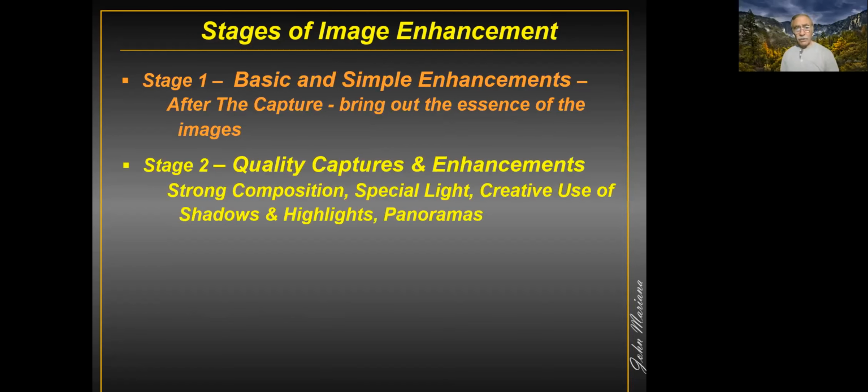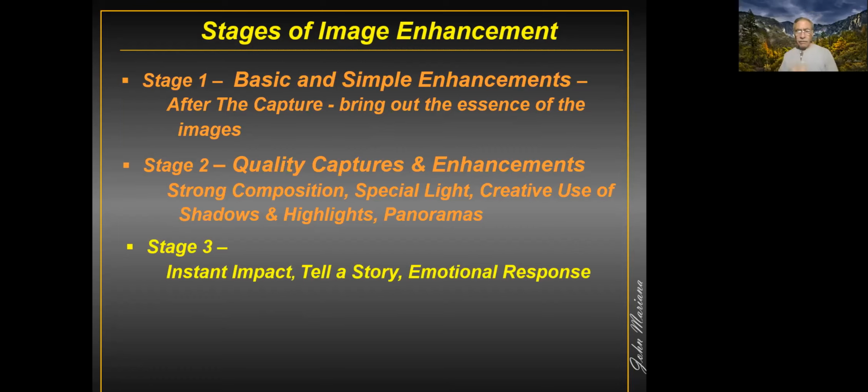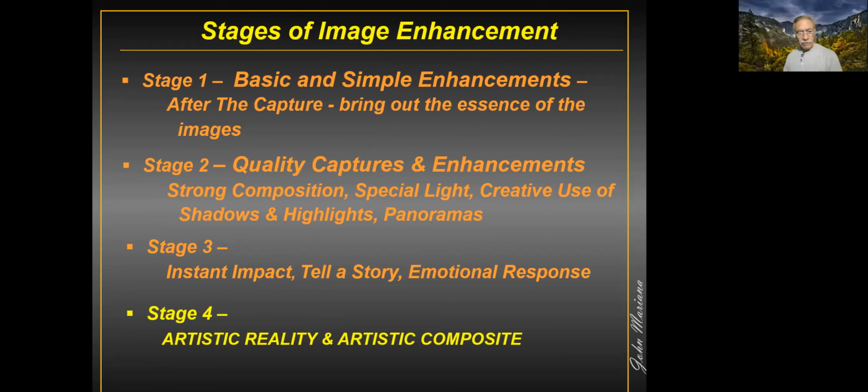Stage 3, I say that we start to get really involved in how does an image have impact when it first hits the screen or in a competition, or even you have it on your wall and you want someone to look at it. And does it tell a story? Does it elicit an emotion? Stage 4, then from there, which I think is a big category today, I call artistic reality. Really, it's artistic composites of multiple images. And there's a lot of things happening now in the world everywhere. I'll show you some at the end of the program here.